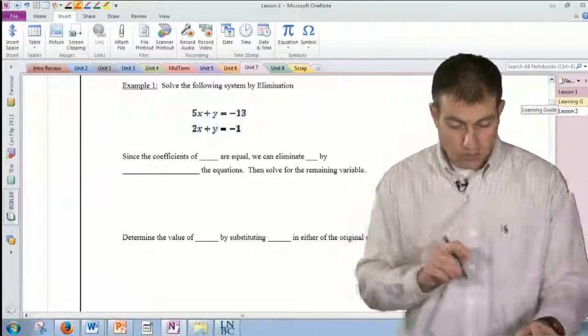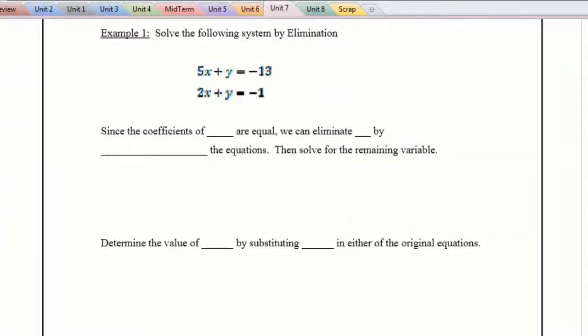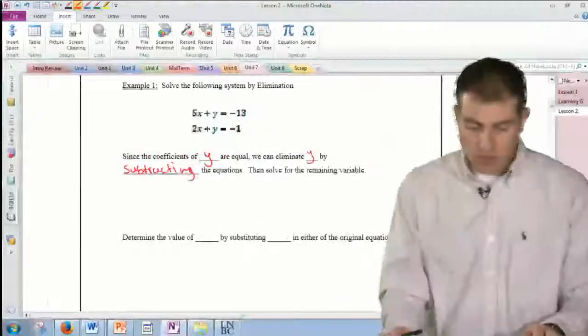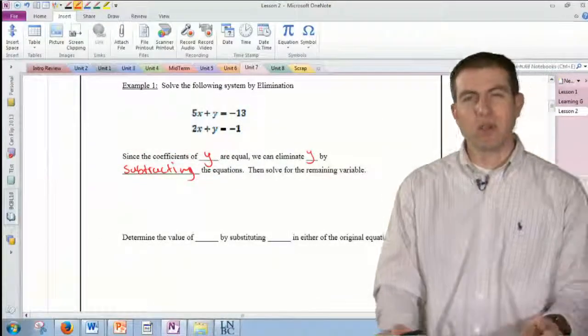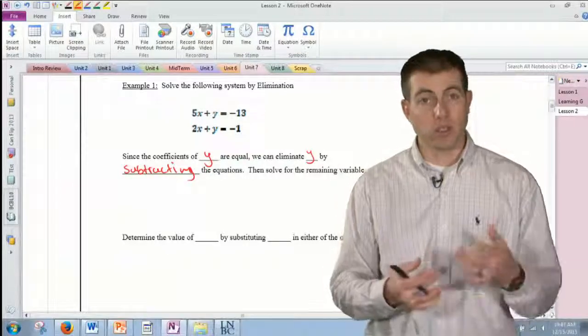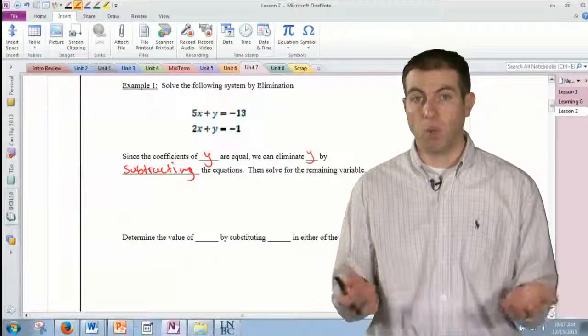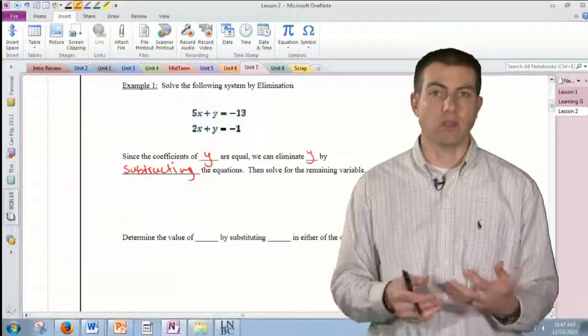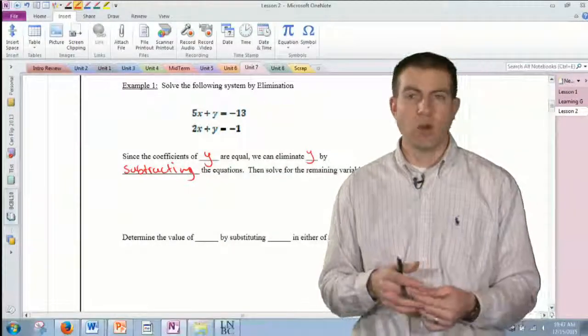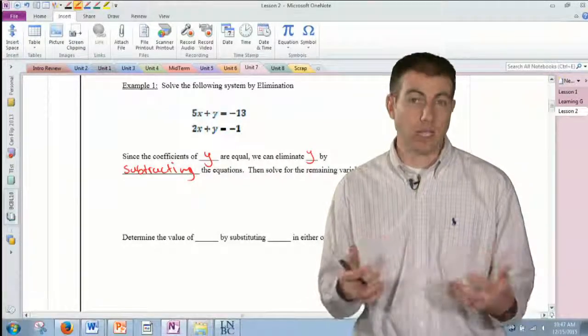Since the coefficients of y are equal, we can eliminate y by subtracting the equations. Then solve for the remaining variable. When we're talking about the coefficients of y, we're talking about the number that's in front of y. In the first equation, there's nothing in front of the y, so we know there's a 1 there. In the second equation, there's nothing in front of it as well, so there's a 1 there. So the coefficient of y is the same for both.